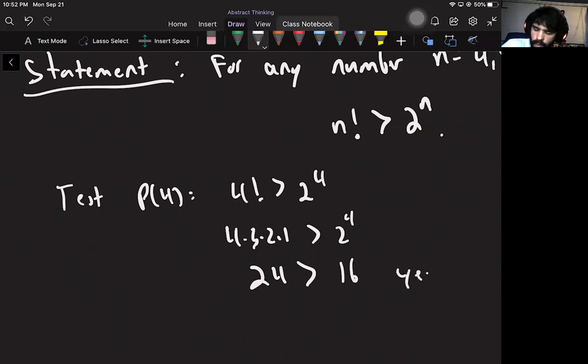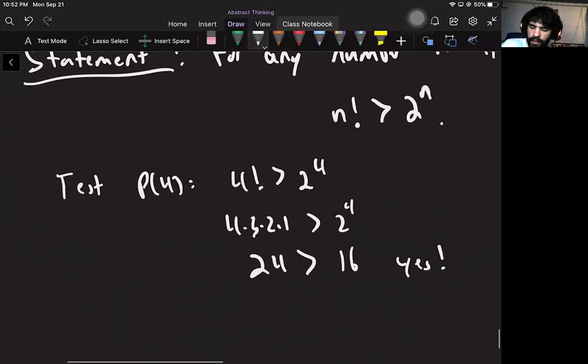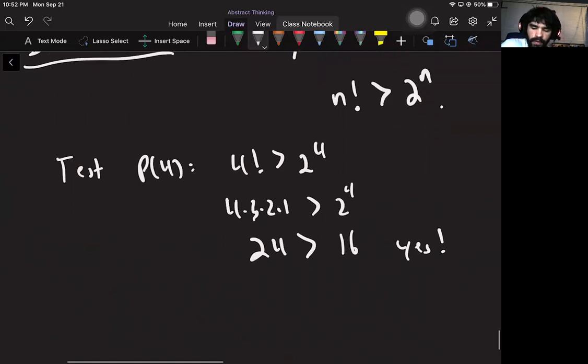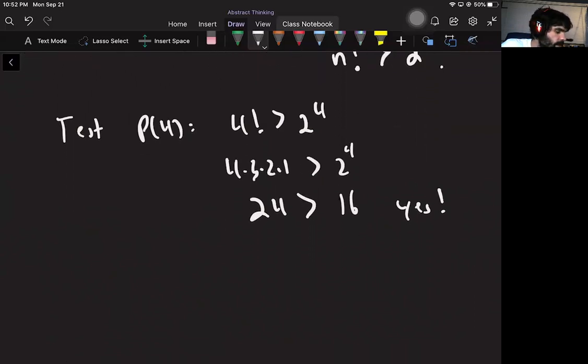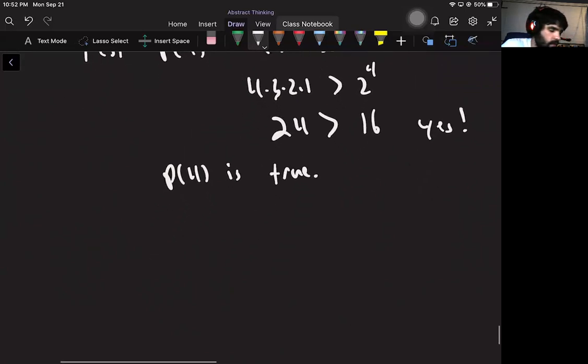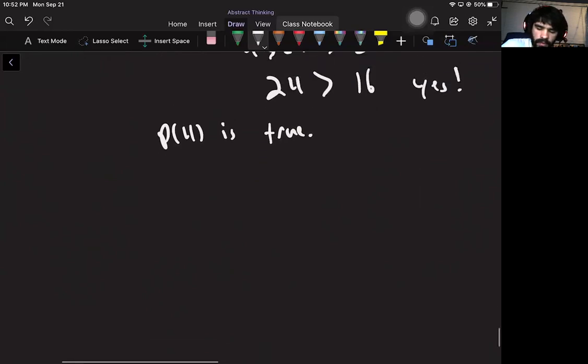Okay, so 2 to the 4th is 2 times 2 is 4, 16. So yes. And if you plug in anything bigger, it's just going to be a big hassle, but it'll also be true. Okay, so P of 4 is true. The base case is going to be true. So that signals that we can try to prove it by induction. If the first case didn't work, then we would just give up.